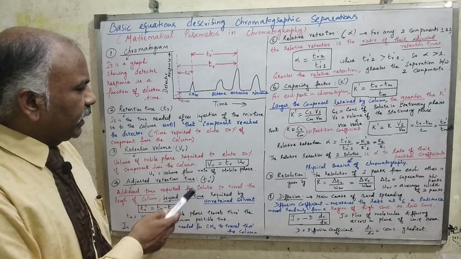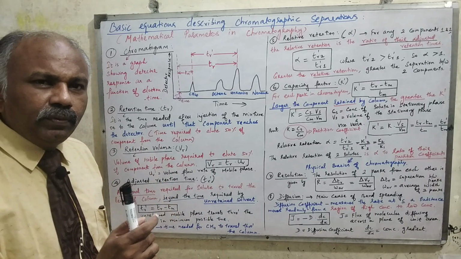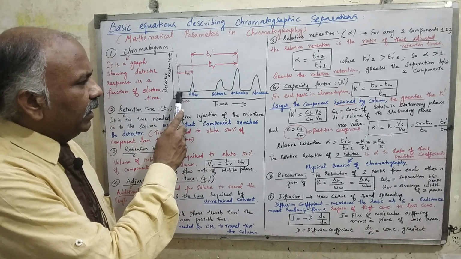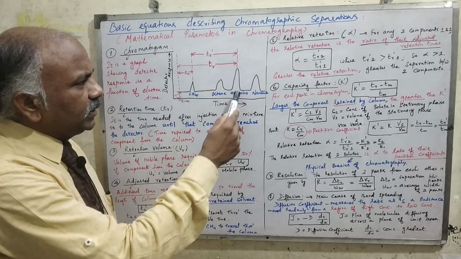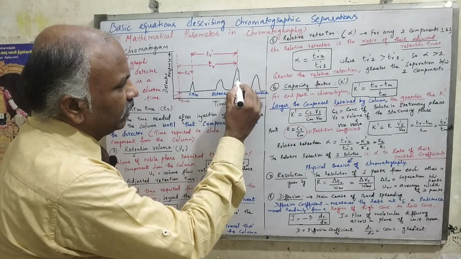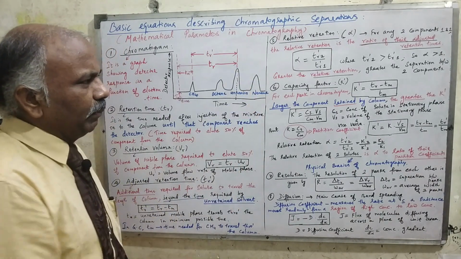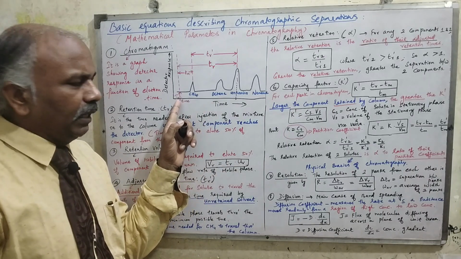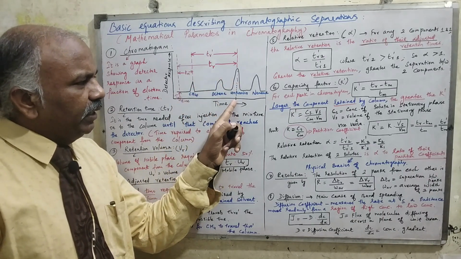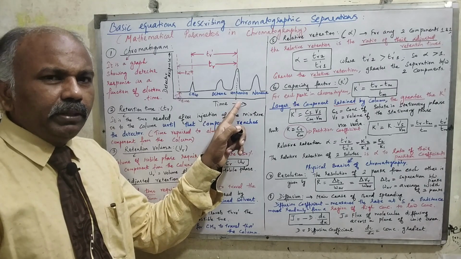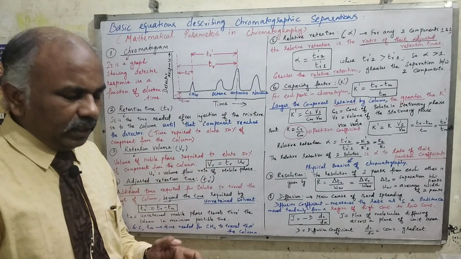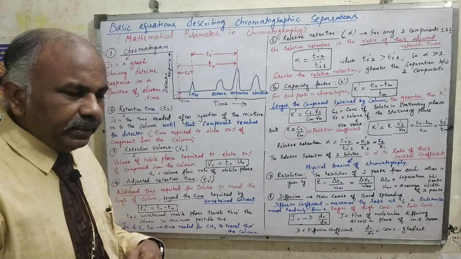In other words, we can say it is the time required to elute 50% of the component from the column. That means I am injecting here, and this is the 50% of the unknown sample. You can see here, this is the unknown sample. The time after injection, it goes into the column and reaches the detector. Finally, I am getting 50% of the component eluted. So this time is called retention time, which is also called TR, right?